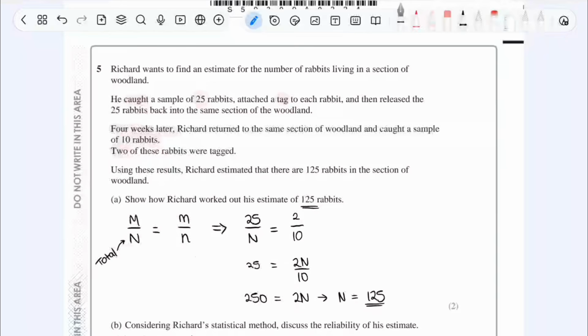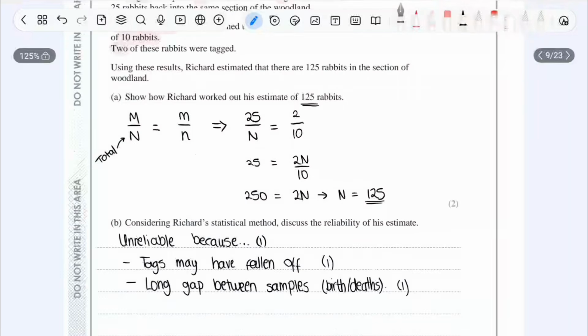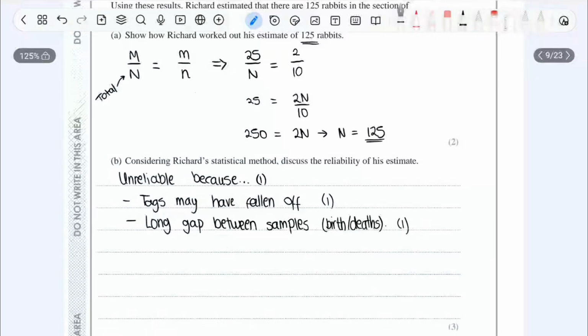You could also say that the sample's not random, and I said this, he caught a sample of 25 rabbits with no specification of how he did it. And the rabbits may have not been mixed between the samples, and that is a key part of the method. You must mix the rabbits thoroughly with the existing population to ensure it's not biased. And yeah, that's basically it. For 5 marks, this question wasn't too bad.